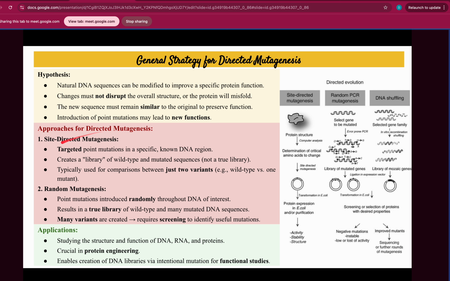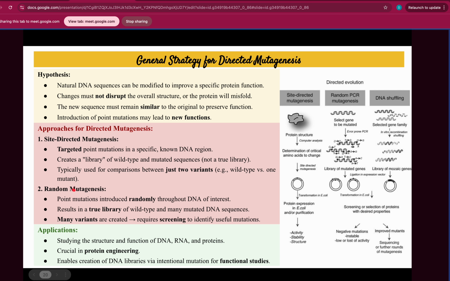Now the approach. First is site directed mutagenesis. Site directed means you perform targeted point mutations. That means you know at which site you want the mutation, and you perform that mutation in the gene. You insert it into the vector, you perform transformation, you move that vector into the host, which is E. coli. You express the protein in E. coli and you purify it, and then you check for the activity, stability and structure. This is known as site directed mutagenesis.